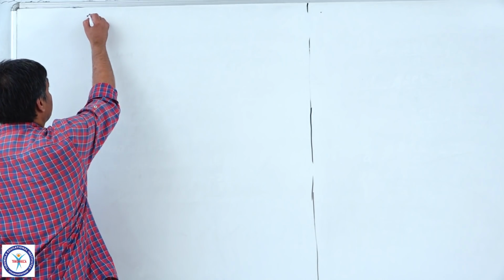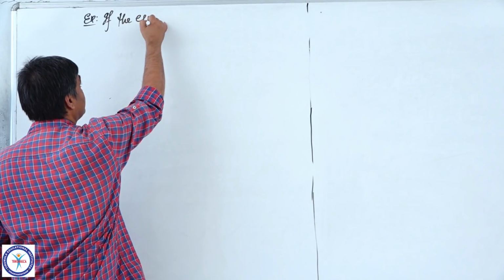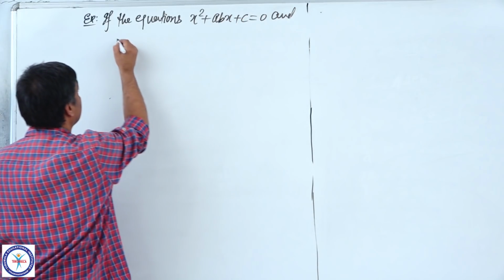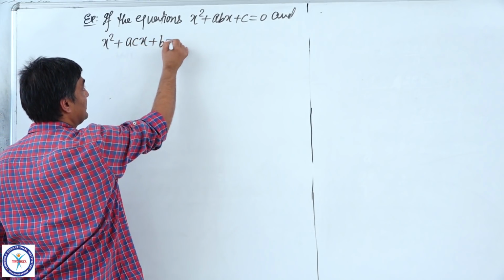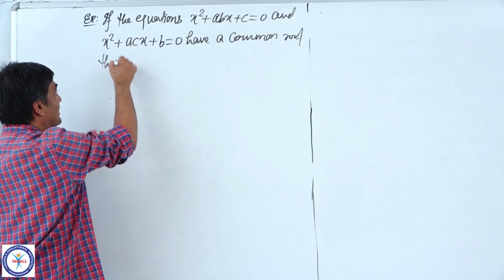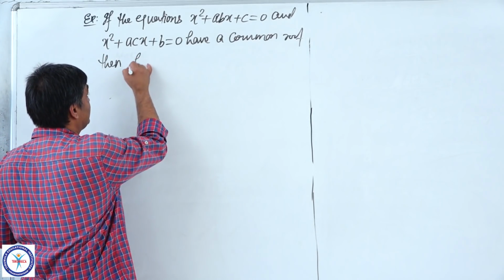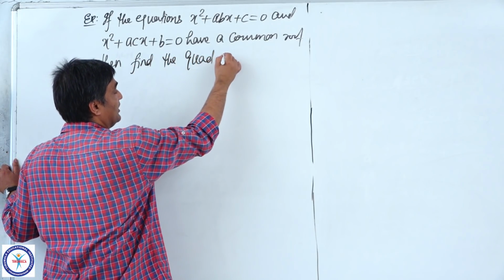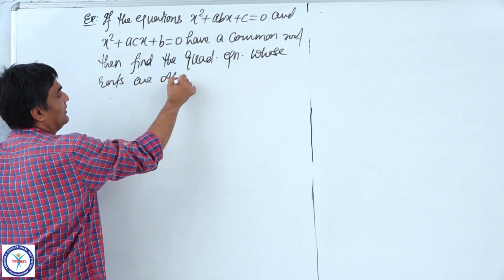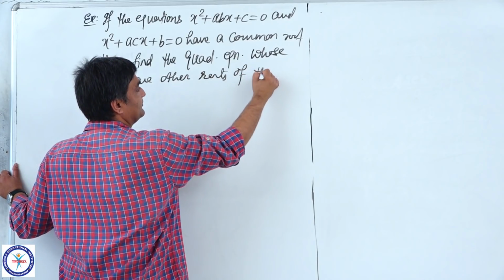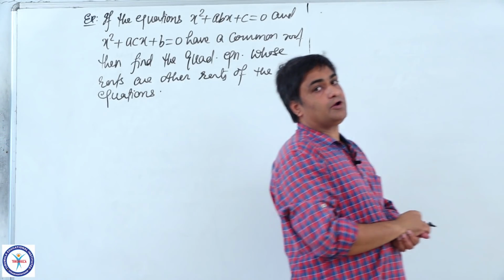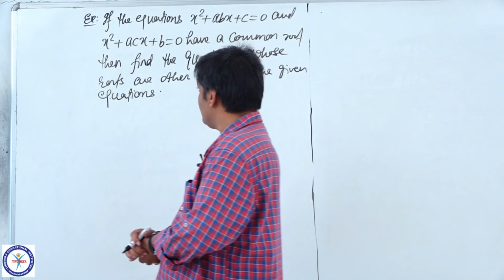We will take another example. If the equations x² + abx + c = 0 and x² + acx + b = 0 have a common root, then find the quadratic equation whose roots are the other roots of the given equations. Okay.